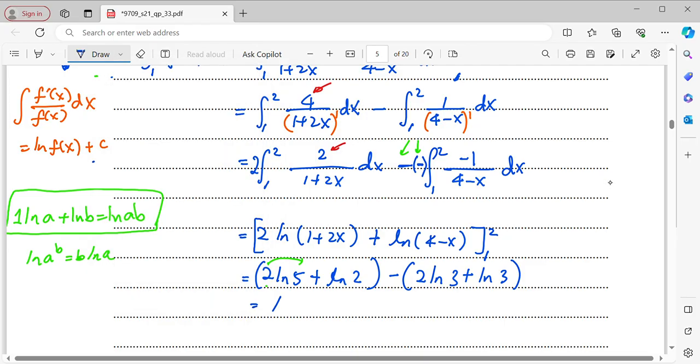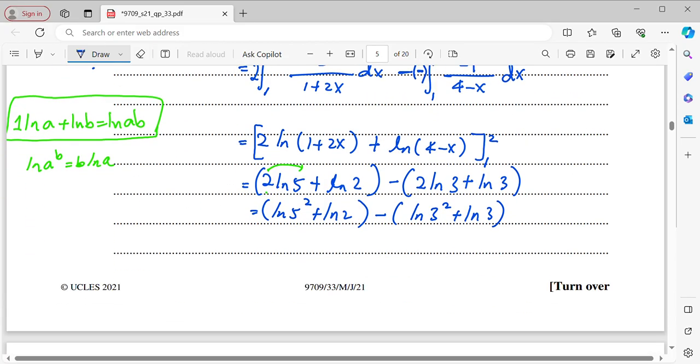So I will be getting ln 5 squared plus ln 2 minus 2 ln 3 plus ln 3. This is the same as 3 ln 3. Or probably I can just move up the 2, so it will be ln 3 squared plus ln 3. So since both also are a summation of ln, it becomes a multiplication. So here 5 squared is 25, 25 times 2. And then minus ln 3 squared is 9. Probably here I will just directly write 25.